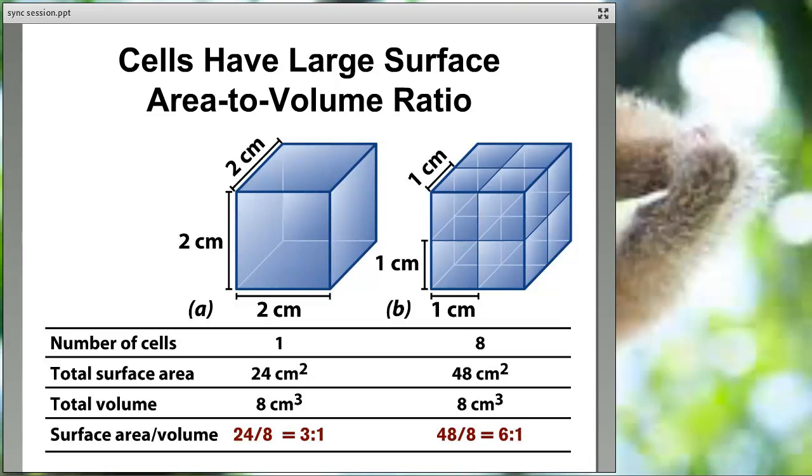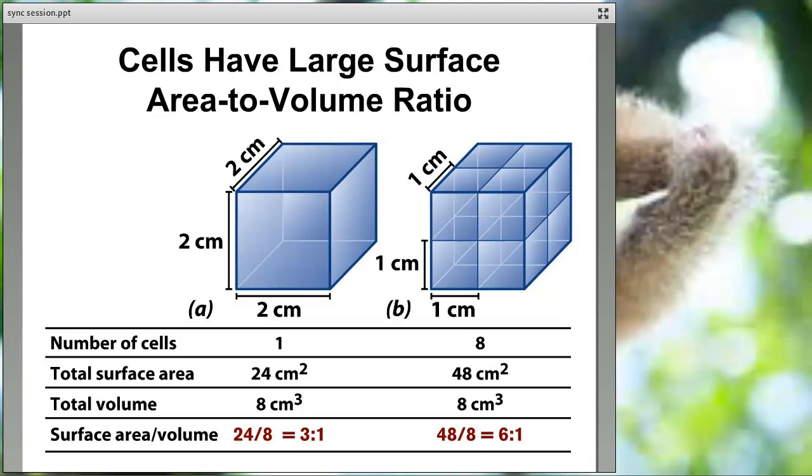The one on the right, because it's divided up into smaller ones, we still have the same total volume, because you can see they still take up the same amount of space. But the surface area, because we've divided it into smaller pieces, is double. It's much larger, so it's 48 centimeters squared. So our surface area to volume ratio is 6-to-1.